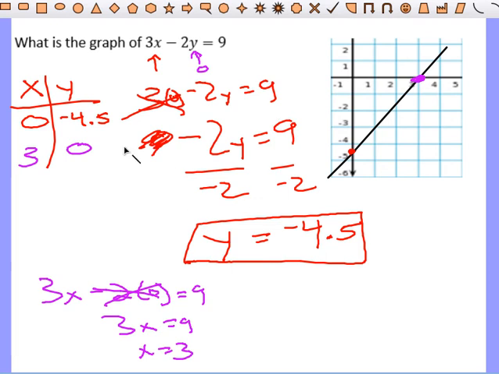All I know is I was able to graph a line by plugging in 0 for x, figuring out what my y value is, plugging in 0 for y, figuring out what my x value is. And that gives me the x-intercept and the y-intercept. Okay.